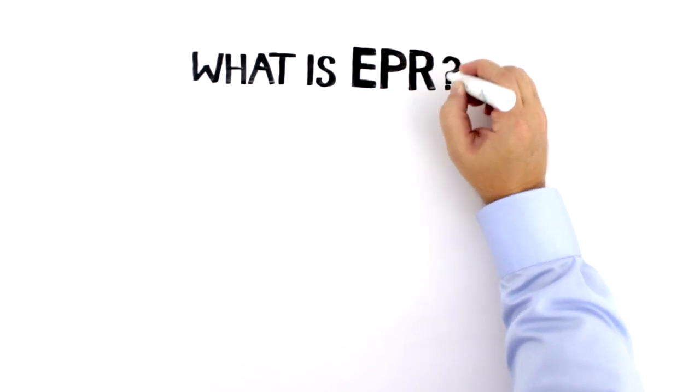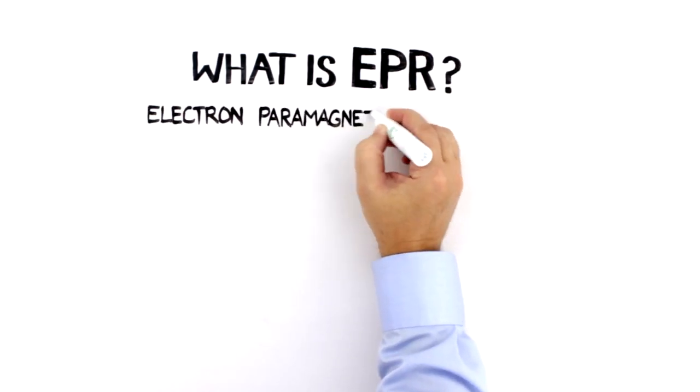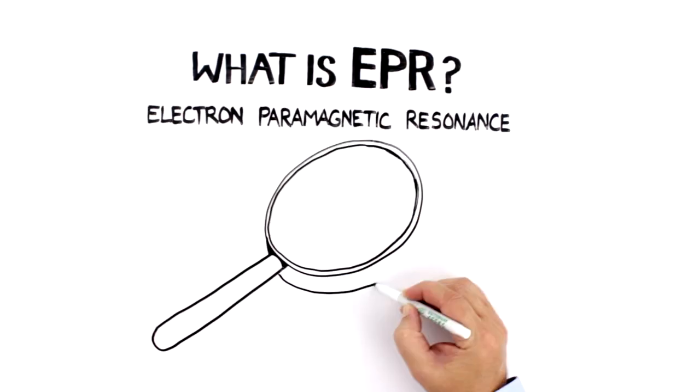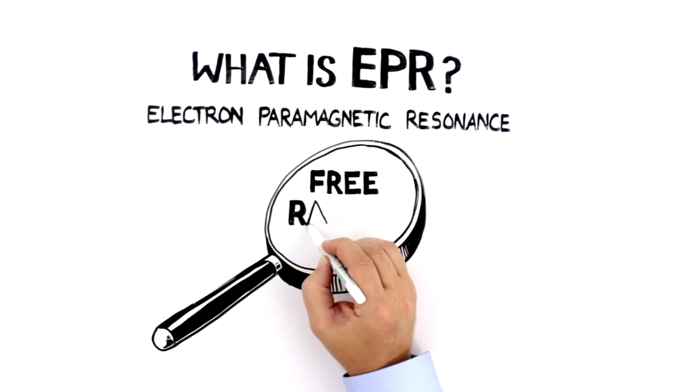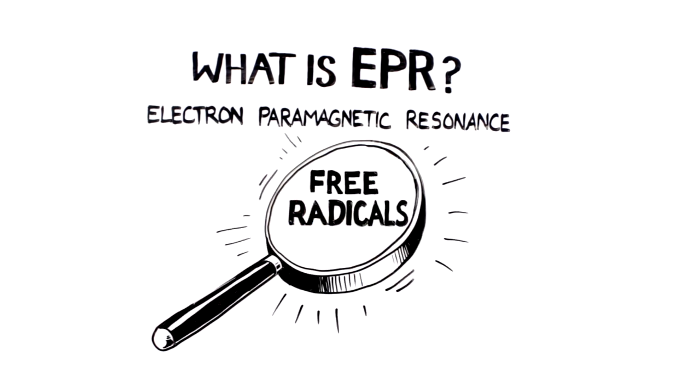What is EPR? Simply put, electron paramagnetic resonance is the best way to detect transition metal ions and free radicals and monitor when, where, and how they're forming.